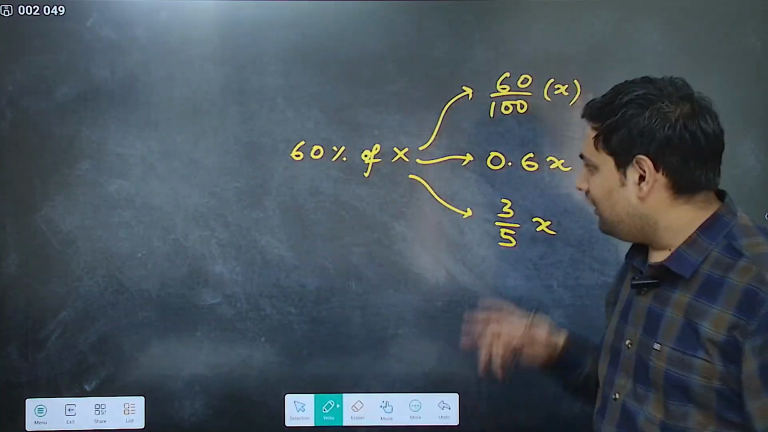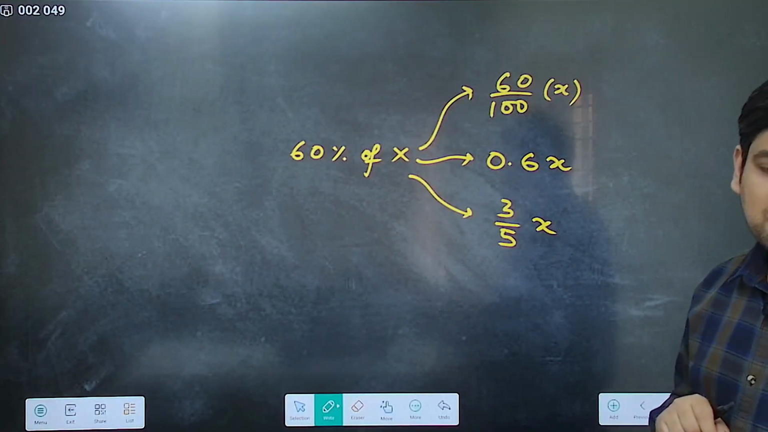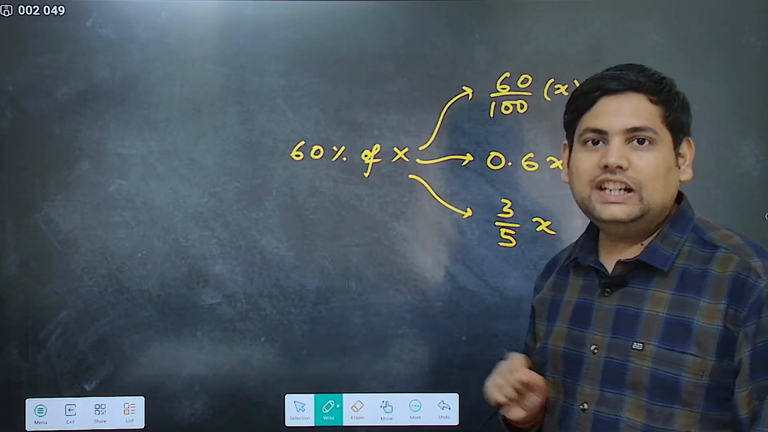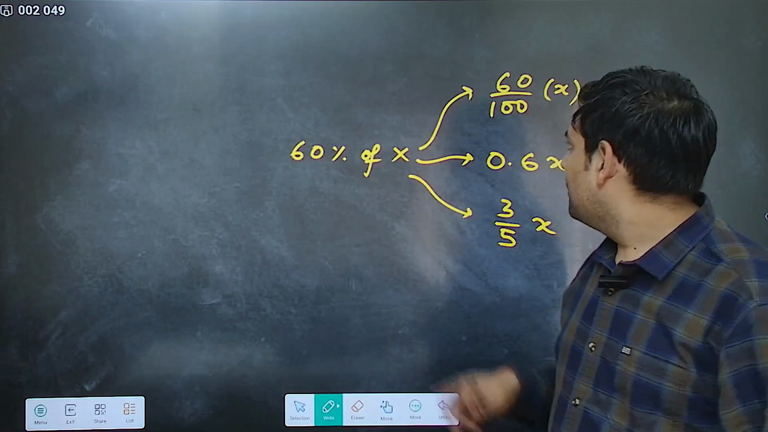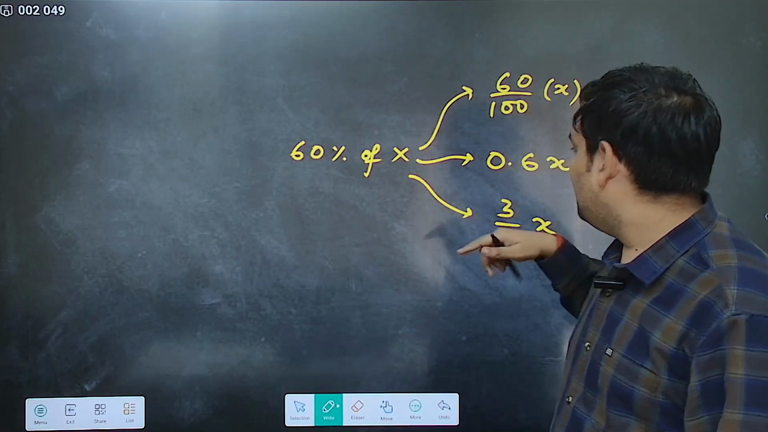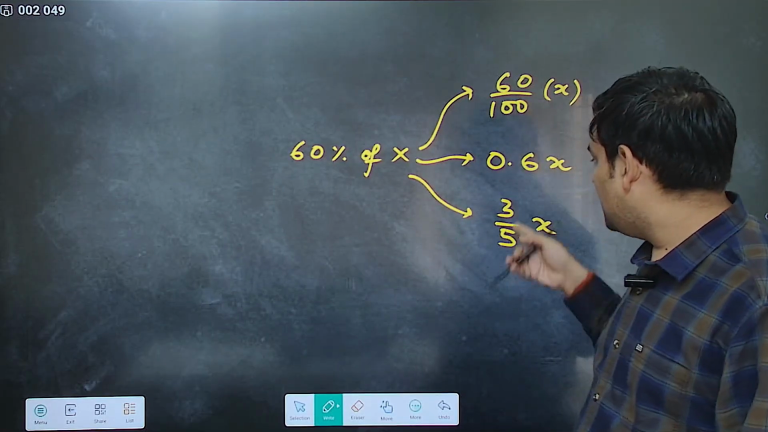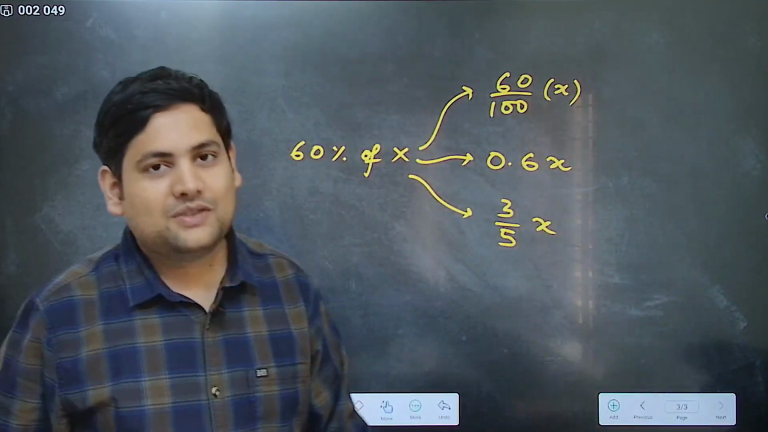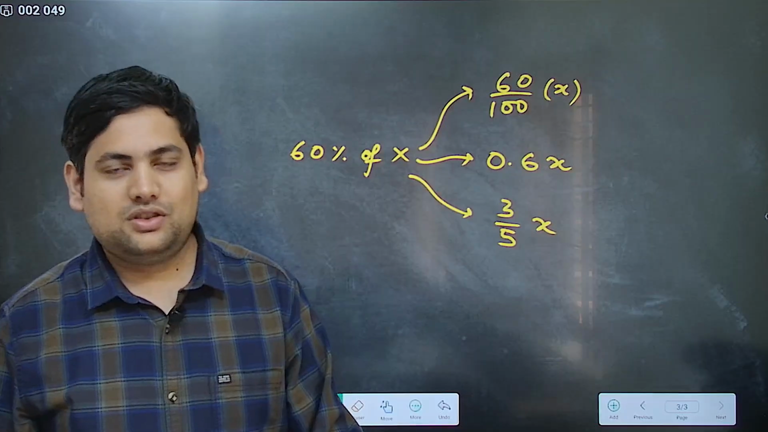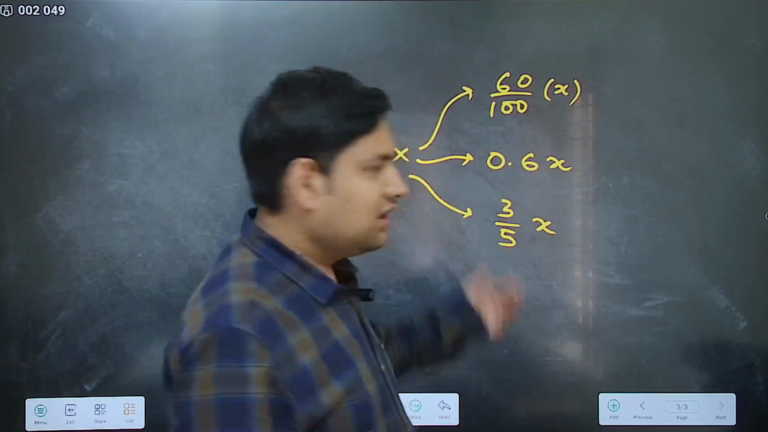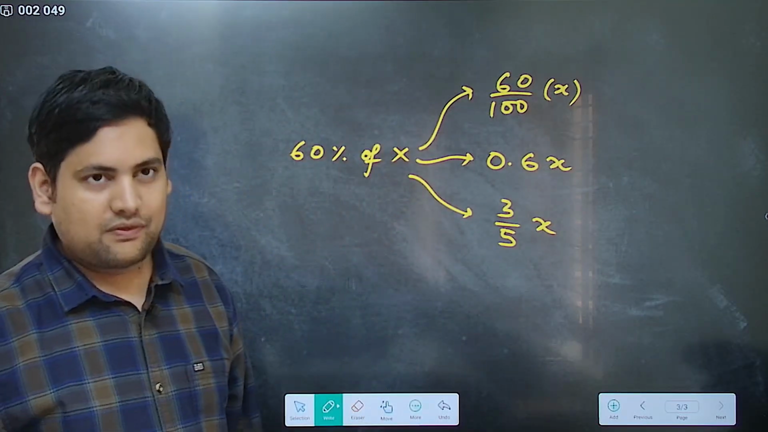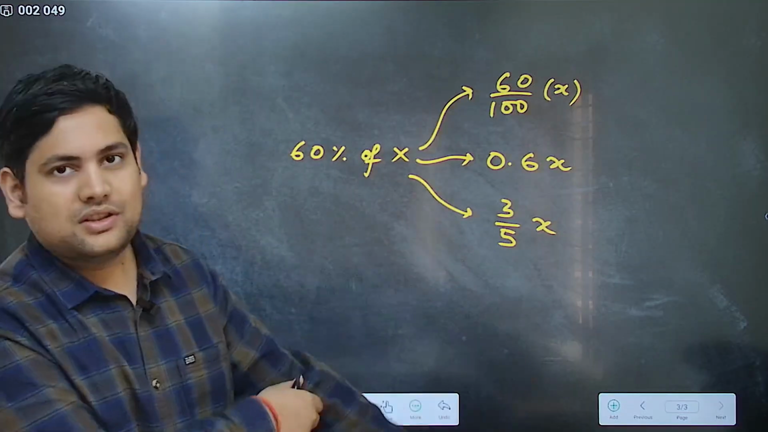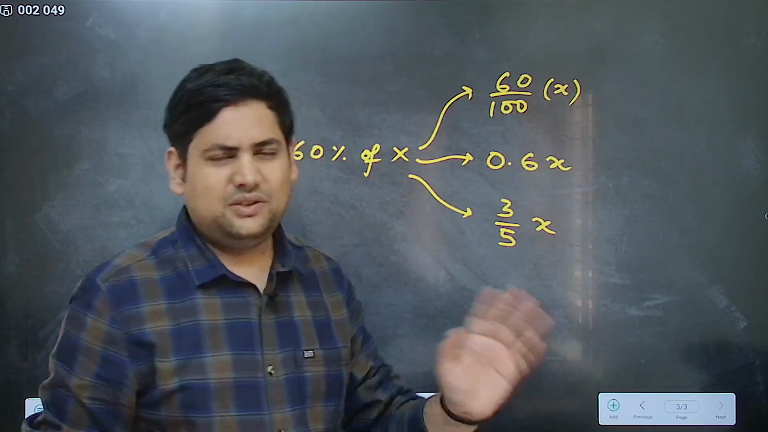These are the 3 ways in which you can write a percentage. Understood? All 3 we use in different questions, whatever our need is in the question. So it can be 60 by 100 into x, it can be 0.6x, it can be 3 by 5x. Now, which one to use when is what you learn by doing questions. But these are the 3 ways of writing 60% of x.